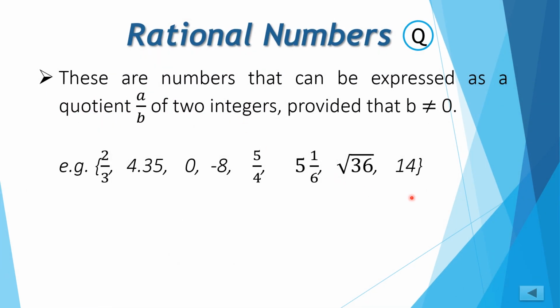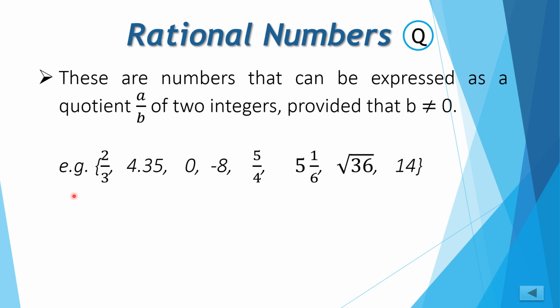Rational numbers, these are the numbers that can be expressed as a quotient A over B, where A is the numerator and B is the denominator, of two integers provided that B is not equal to 0. Again, ang rational number, nire-represent siya or quotient siya ng A over B. Basta ang B o ang denominator ay hindi equal sa 0.